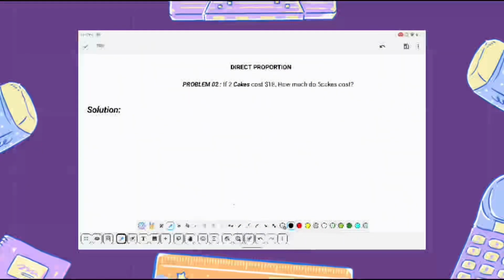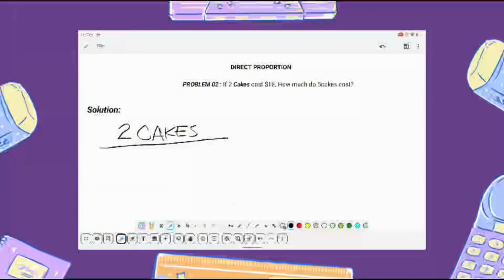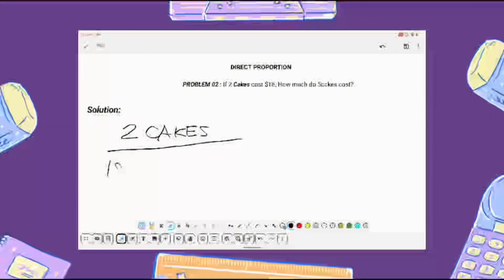Here, 2 cakes cost $18. So how much do 5 cakes cost? To solve, let's multiply 2 times x, 2x, and 5 times 18 equals 90. So, to solve this, we need to cross multiply. 2x equals 90. Divide both sides by 2: x equals 45. So, 5 cakes cost $45. Watch for the solution.